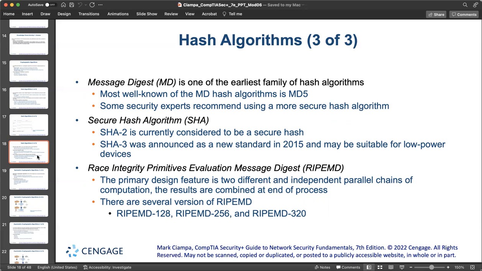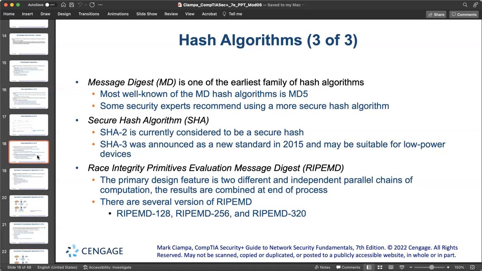In 2015, after 8 years of competition between 51 original entries, SHA-3 was announced as a new standard. One design goal of SHA-3 was to make it dissimilar to the previous hash algorithms to prevent threat actors from building on earlier work of compromising the algorithm. So if you're using SHA-3, you're basically looking at a low-power algorithm without any similarity to the older algorithms, which makes it pretty reliable.